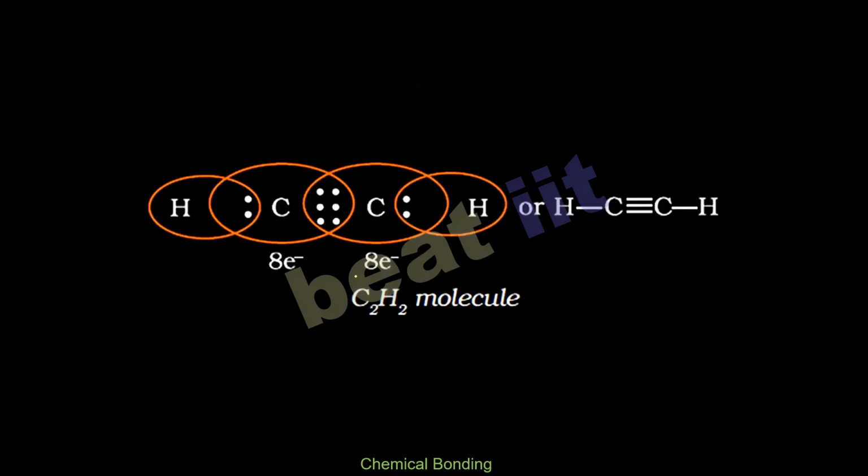Another example, C2H2, ethyne molecule. Ethyne or acetylene, both names are correct. So carbon here has 1 electron, 3 electrons shared with other carbon or hydrogen. These 3 are of the other carbon, and this another electron is of this carbon shared with other carbon and hydrogen. So effectively you can see within the circles, here you have total 8 electrons of this carbon, total 8 electrons of this carbon. Remember, hydrogen still doesn't have the octet complete. Hydrogen will never have octet complete. That is the exception.